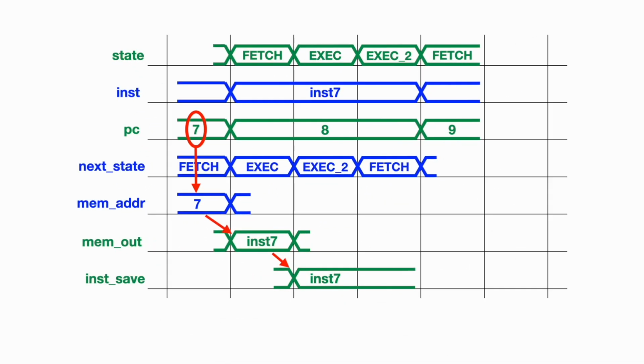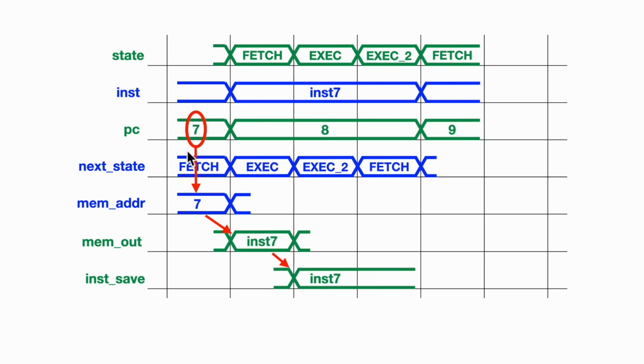Here's a timing diagram that shows what happens when we execute an instruction. In this example, the instruction requires 3 cycles, so we can see that the finite state machine moves through the states fetch, execute or exec, and then execute 2. And then we go into the fetch cycle for the next instruction. In my diagrams, I show Verilog registers in green, like the state and the program counter, and I show signals that are computed combinationally in blue.